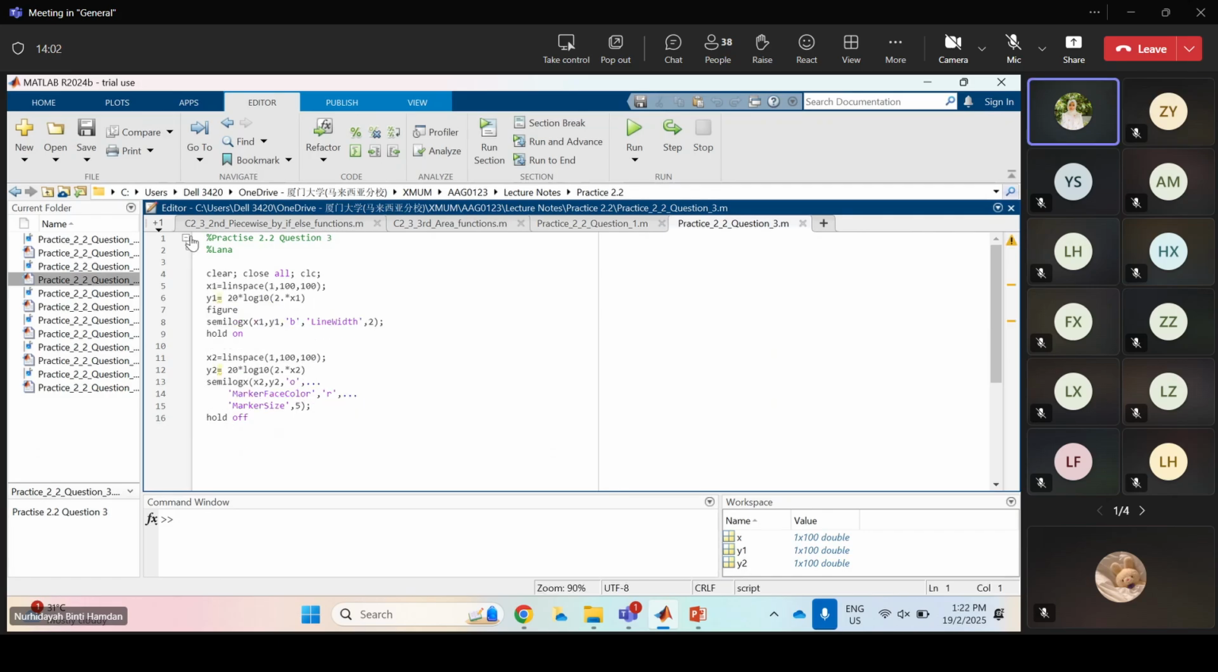Okay, so first of all, this is question 3. We create 100 values from 1 to 100, so y1 is 20 times log10 of 2 times x1. Then we open a figure window. Semilogx, x1, y1, 'b' for blue, line width 2.